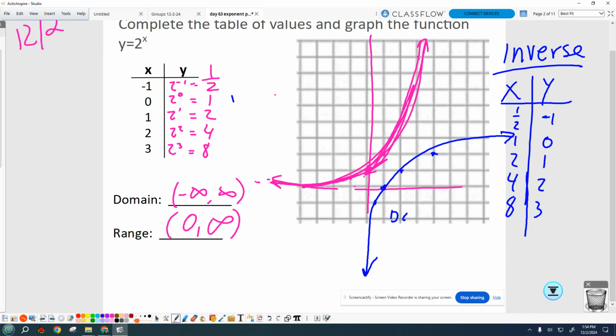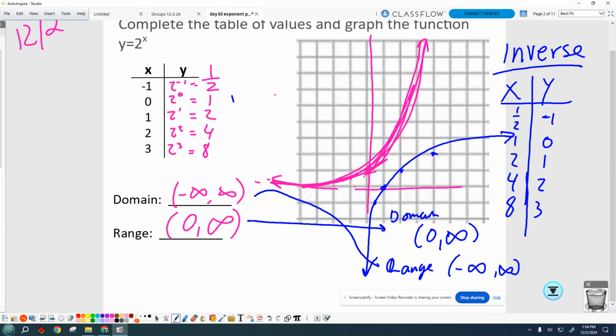Byron, what is the domain of my inverse? Round bracket 0 to infinity. See, that guy's y values became this guy's x values. Ella, what is the range of my inverse? All of the numbers, -infinity to infinity. So this guy's inputs became that guy's outputs.